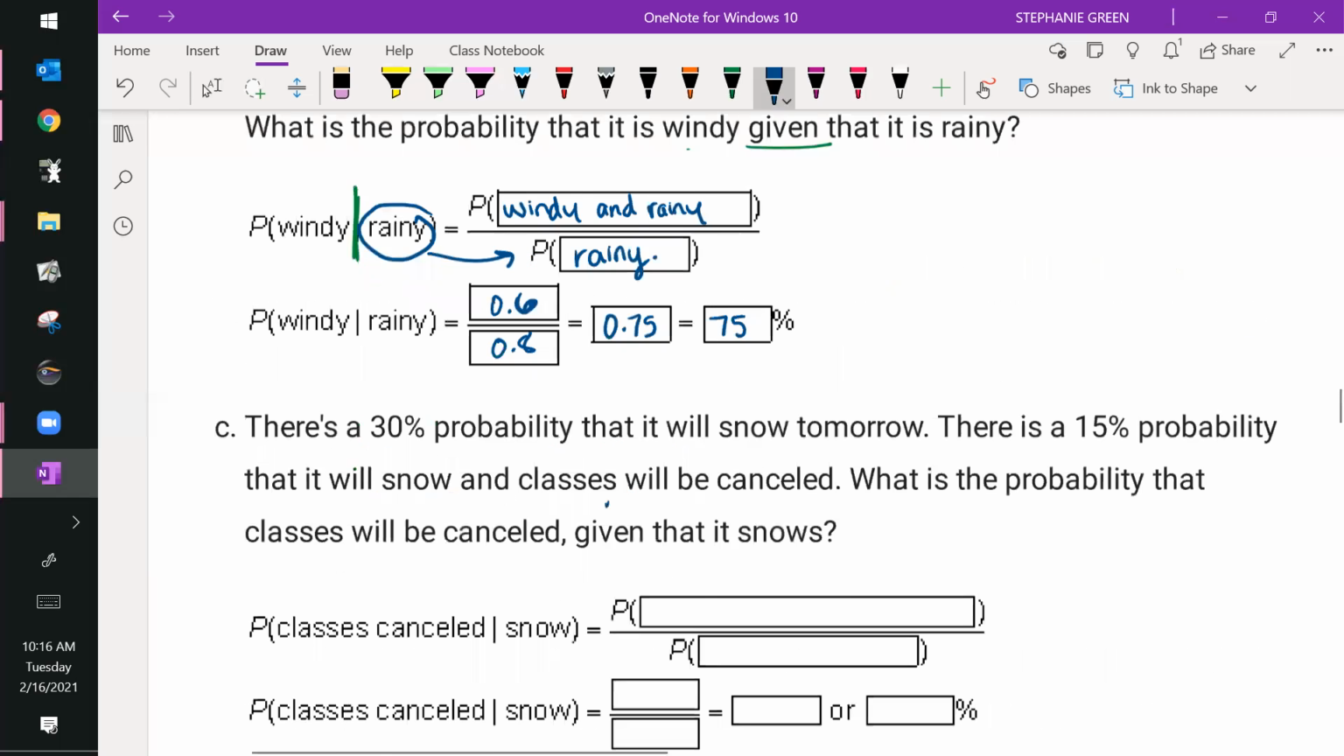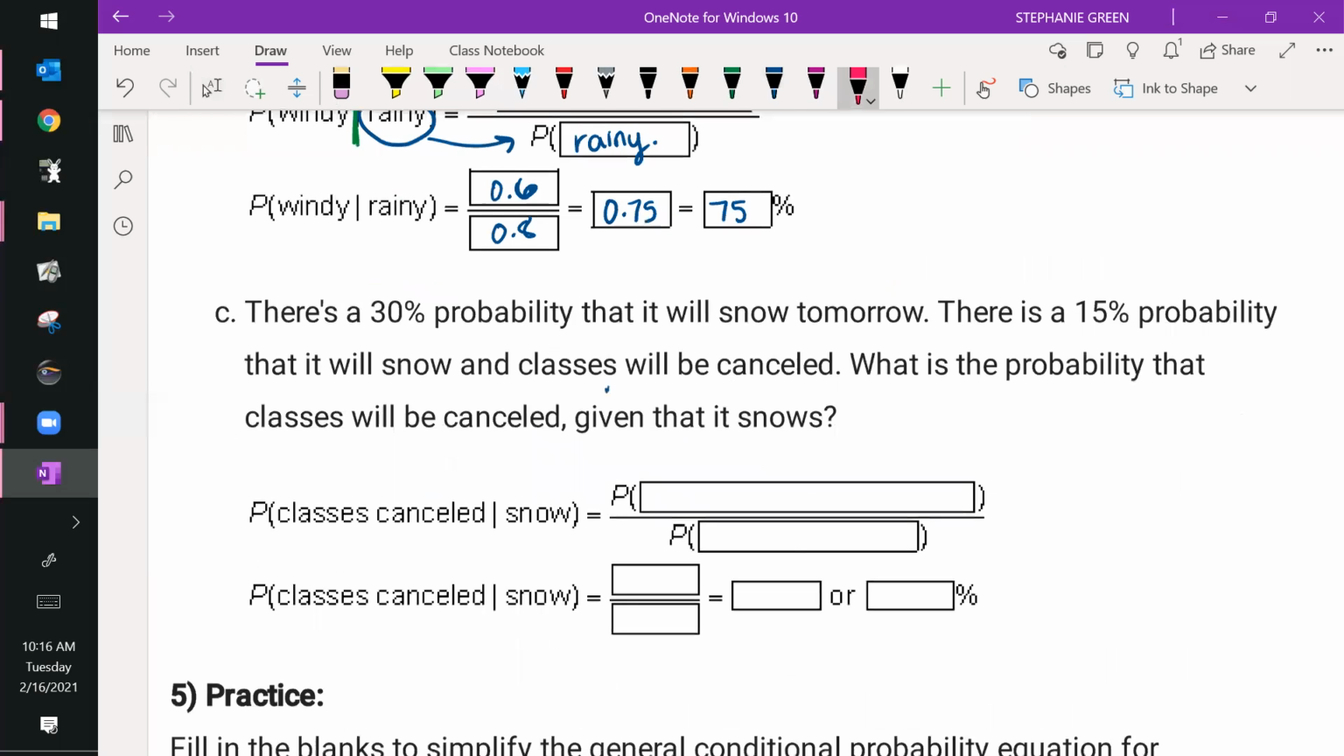Let's try another one. There's a 30% probability that it will snow tomorrow. So the probability of snow is 30% or 0.30. There's a 15% probability that it will snow and classes will be canceled. So the probability of snow and canceled classes is 15% or 0.15. What is the probability that classes will be canceled given that it snows?